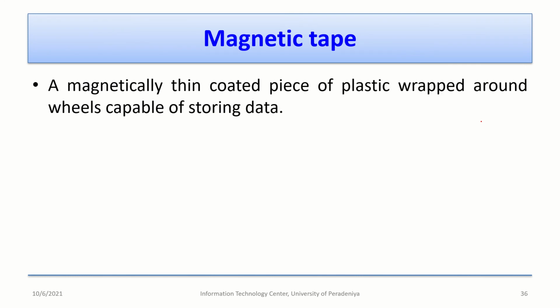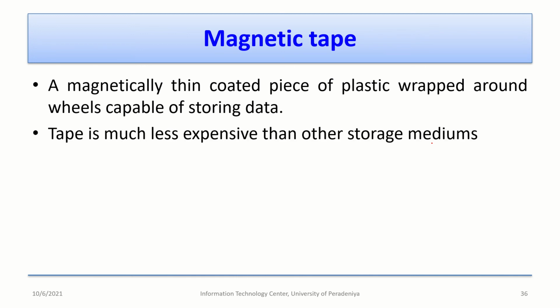Magnetic tape is a thin coated piece of plastic wrapped around wheels, capable of storing data. The tape is much less expensive than the other storage mediums.